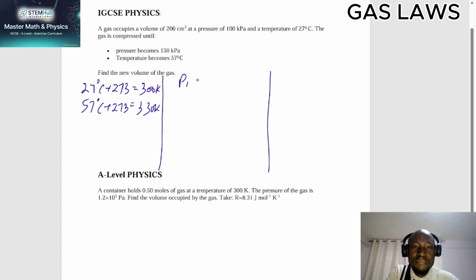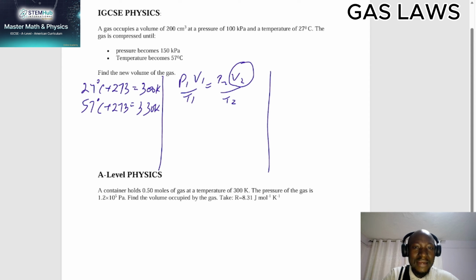P1 V1 over T1 is equal to P2 V2 over T2. Remember, we are supposed to find the second volume. Now, you can either choose to make it the subject or just substitute in the values and get what P2 times V2 all over T2, which is 330. 147 centimeters cube. That is how we solve it. Don't forget the formula and don't forget to change the temperature to absolute, meaning to Kelvin.